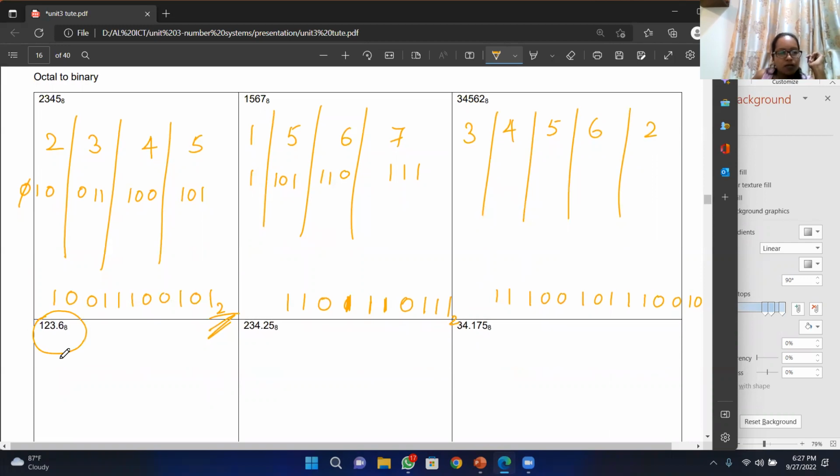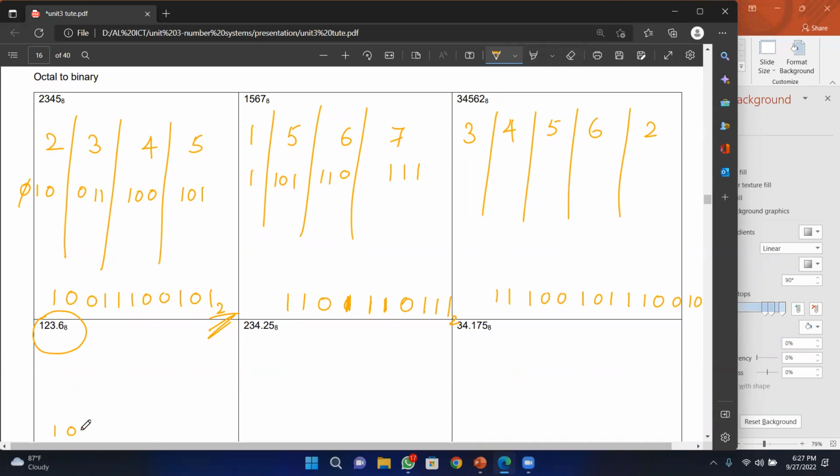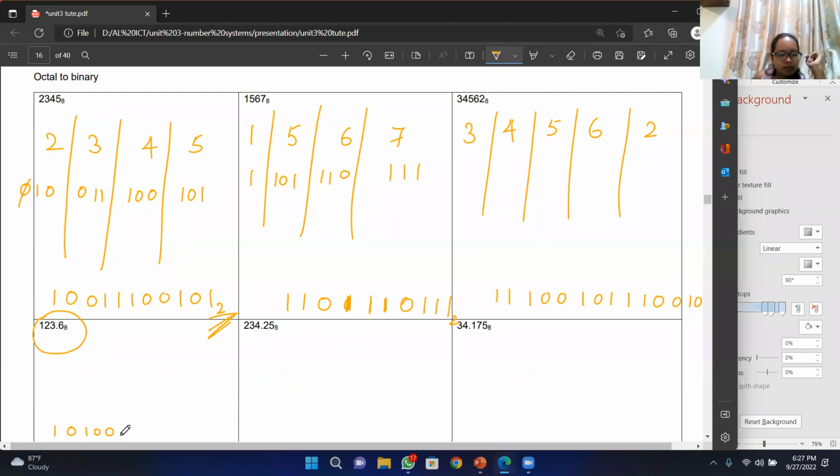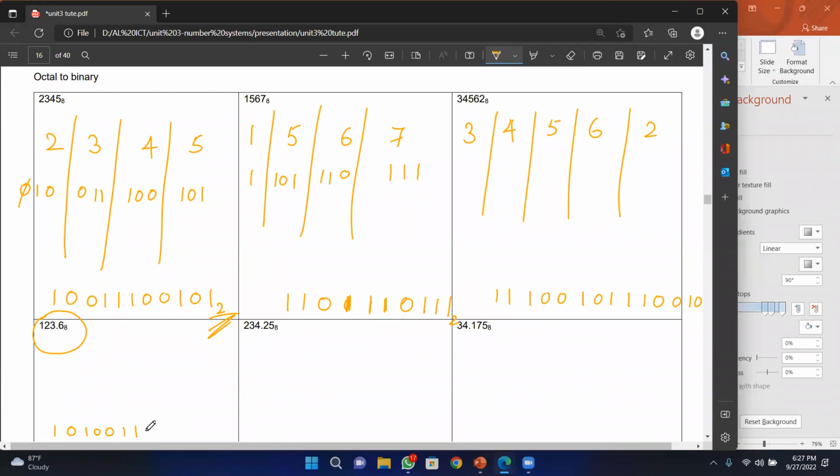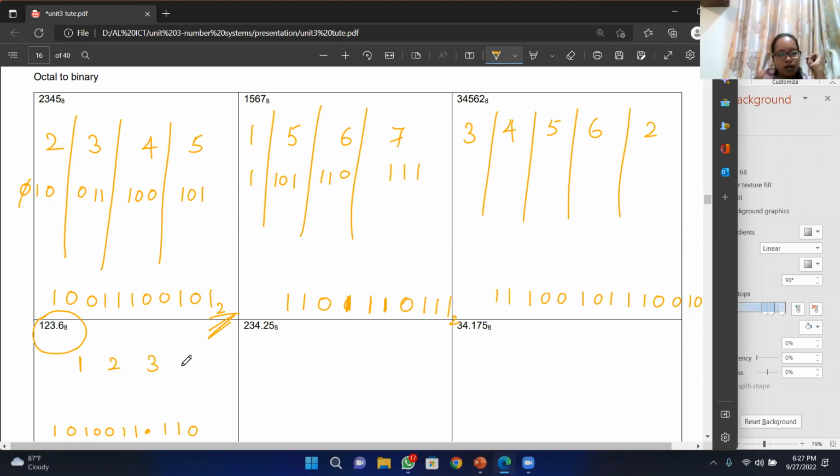Then next one. 1 2 3.6. 1 0, 1 double 0, double 1, point 1 1 1 0 1 1 0. Yes.